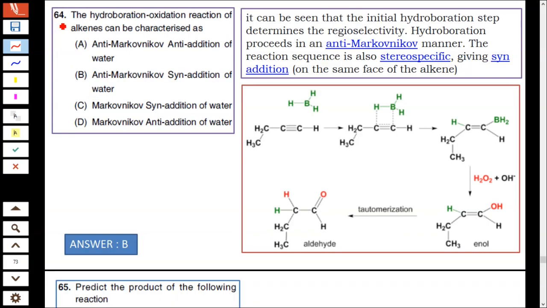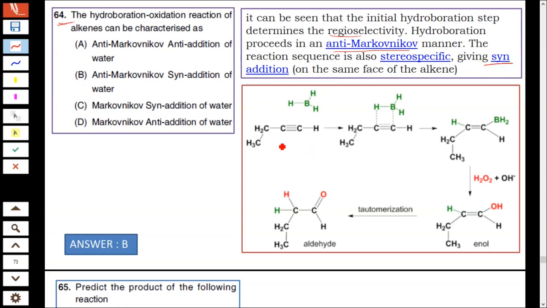Question number 64. The hydroboration oxidation reaction of alkenes can be characterized as. Option A is anti-Markovnikov anti-addition, B anti-Markovnikov syn addition, C Markovnikov syn addition, D Markovnikov anti-addition. Here it can be seen that the initial hydroboration step determines regioselectivity. The hydroboration proceeds via anti-Markovnikov addition. The reaction is stereospecific, hence it is a syn addition.